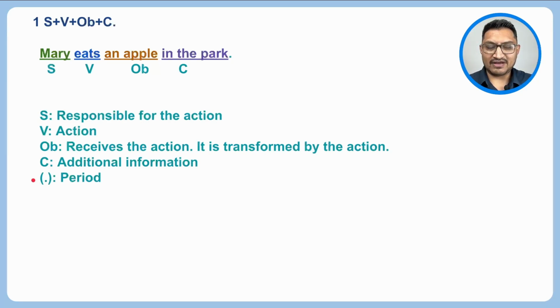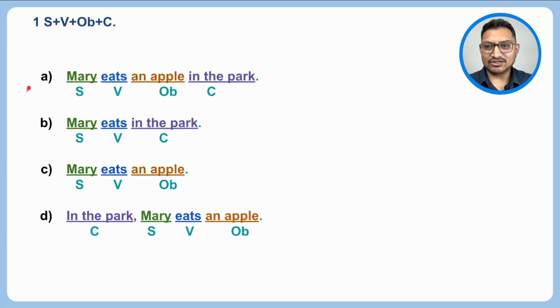Finally, we have the period. Whenever you have this sequence of elements, we finish with a period. It's part of the sequence. Let's consider the first way. Mary eats an apple in the park. In this case, we have all of the elements there: subject, verb, object, complement, and period.